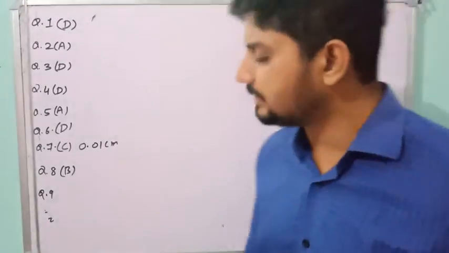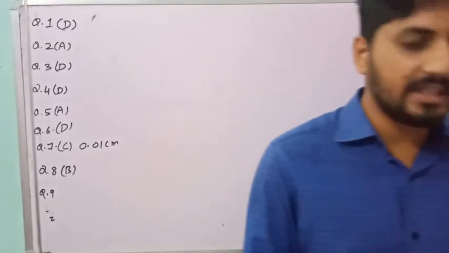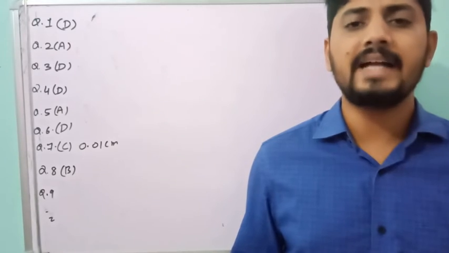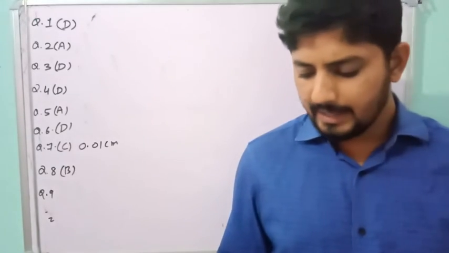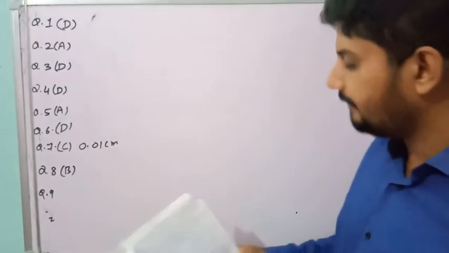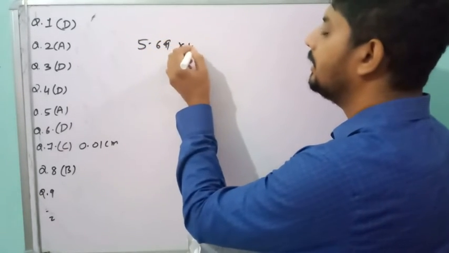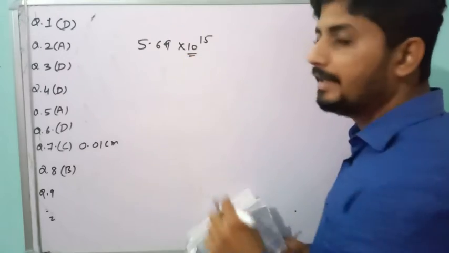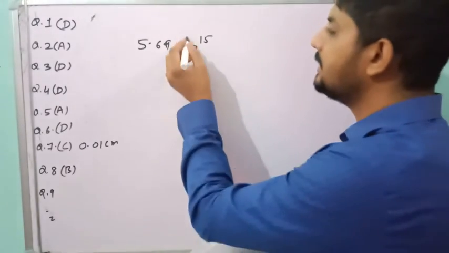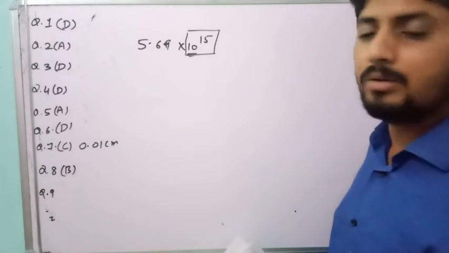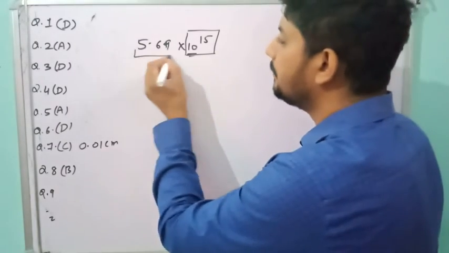So if you have watched my last lecture on significant figures carefully, then all these problems we had discussed in that lecture only. Here you have to find the significant figures in 5.69 into 10 raised to power 15. There itself I told you that if 10 raised to power something is there, it is not going to be considered in the significant figures. You have to find the significant figures of this number only.